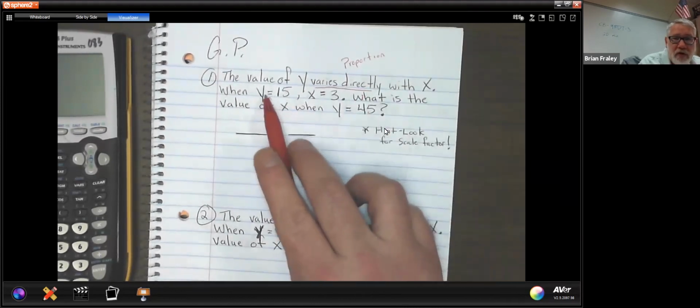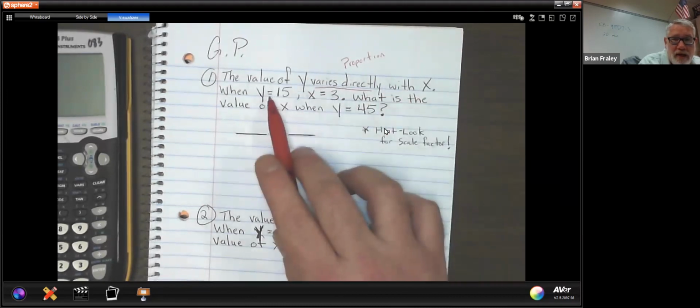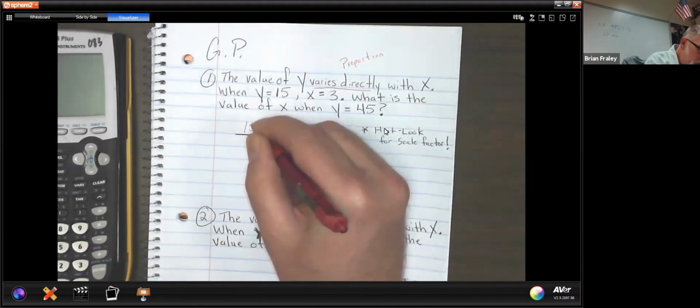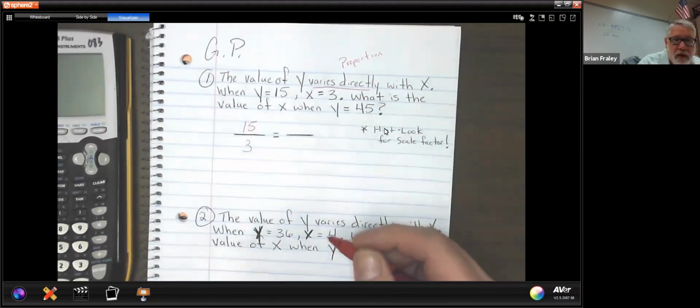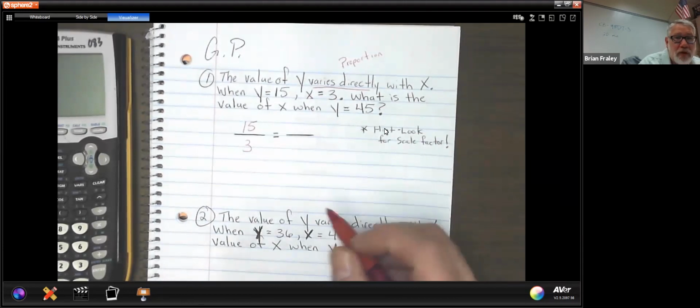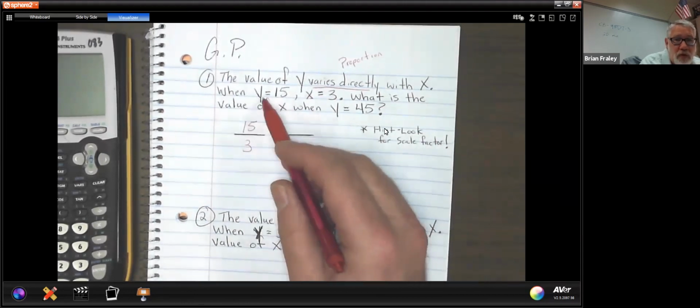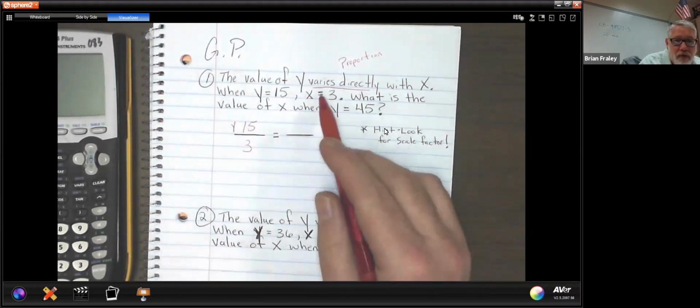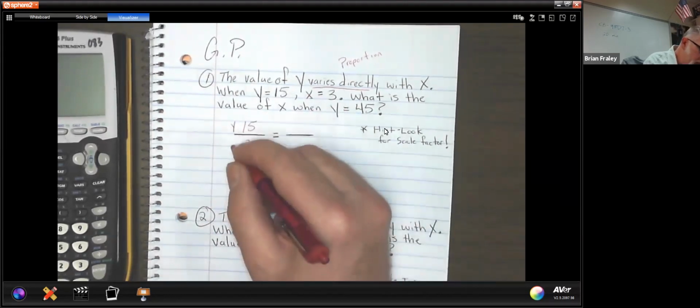Now you take the first two things that you see. It says when y is 15, x is 3. So put a 15 over a 3. Now I make my kids label it. So what was 15 again? 15 was your y. So that's going to be the y. And then 3 was your x. So put an x down here by the 3.